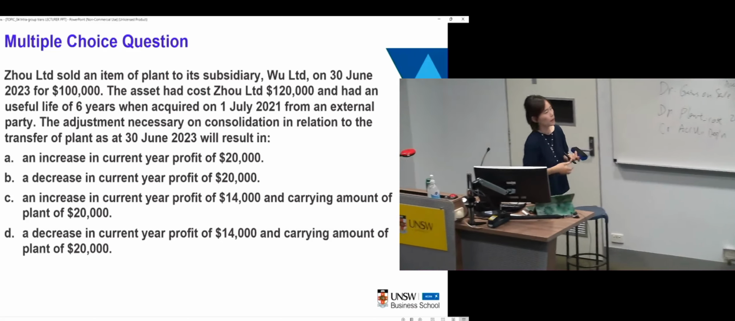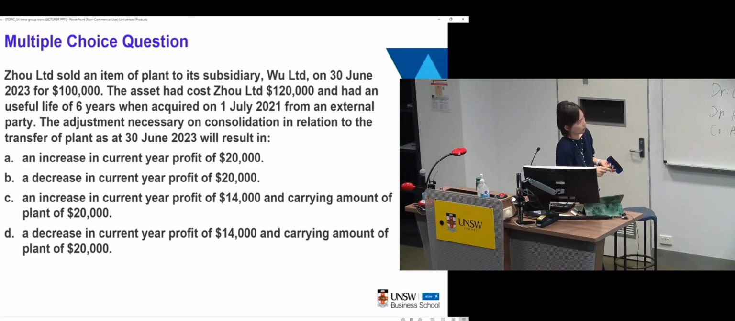So you can see the group position, the carrying amount, should be the same as the position of Joe Limited immediately before the sale, right? Immediately before the sale. So you can see these two line adjustments effectively reduce the plant carrying amount down by 20,000. Okay, down by 20,000. So then, which is the right answer? Well, a decrease in current year profit.